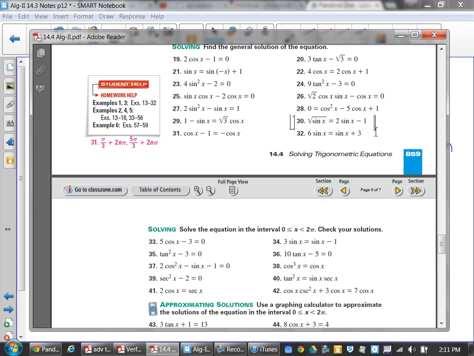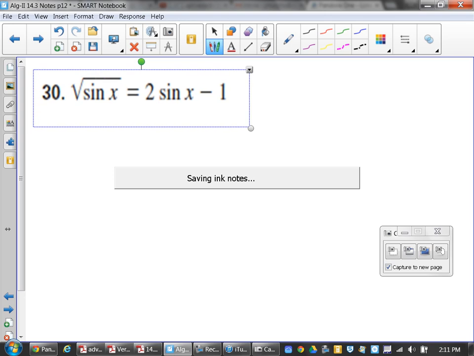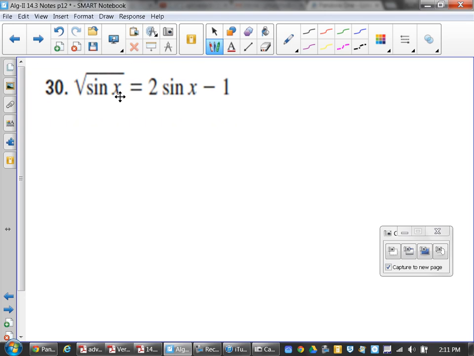Number 30. Was this the one where you wound up with sine of x equals 1/4? Yes. If you got sine of x equals 1/4, you did it just fine. The other angle was -1. You're fine, because you don't have a calculator, and you're not going to be able to find the sine value that has 1/4. Tomorrow, everything's going to work out to something that goes on the circle.